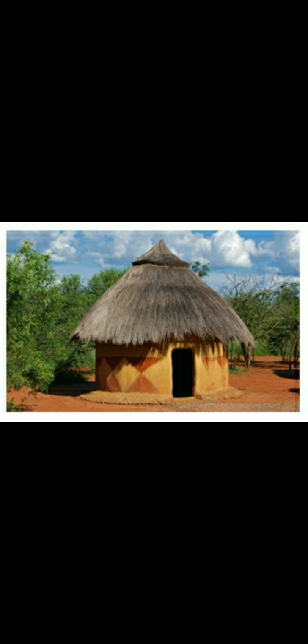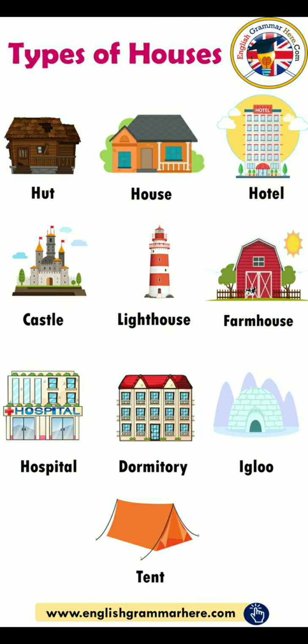This is also a tent, this one also a tent, and here we have a bungalow, that is a kind of Pakka house, and this is also a Pakka house. And here we started with a Kacha house. This is a Kacha house mostly found in villages, and it is not able to protect us from extreme weather conditions. Here are a few more types of houses I have shown you: hut, house, hotel. A hotel has many rooms. Castle, lighthouse, farmhouse, hospital, dormitory, igloo, and tent.